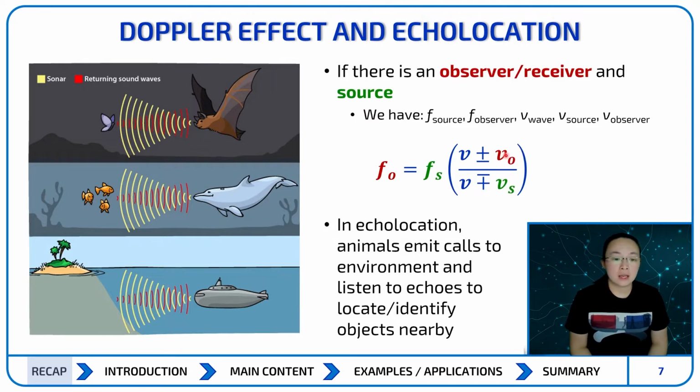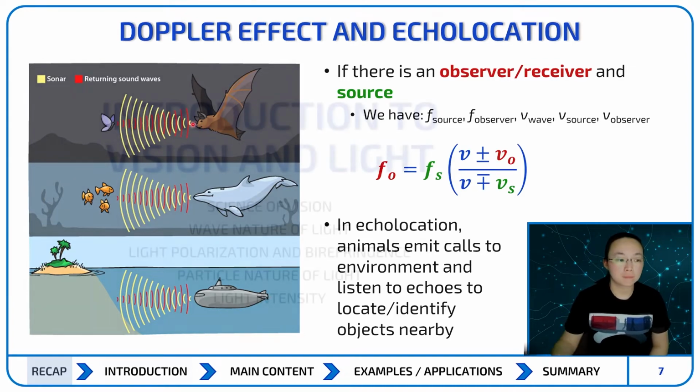In echolocation, animals are going to emit calls to the environment and listen to the echoes to locate and identify different objects nearby. Every animal has its own unique call, so it emits a different sort of frequency that's specific to its species. For example, with bats, I believe they can go up to 300 or 400,000 hertz, but they can send out these sonar waves and then receive a bounce back signal, and then echolocate their location.